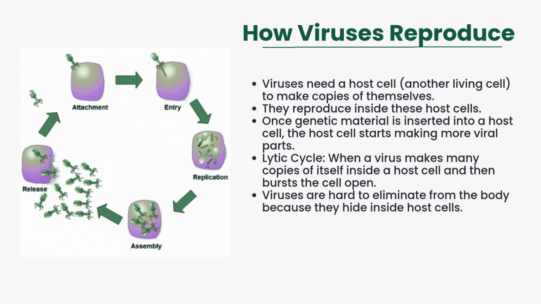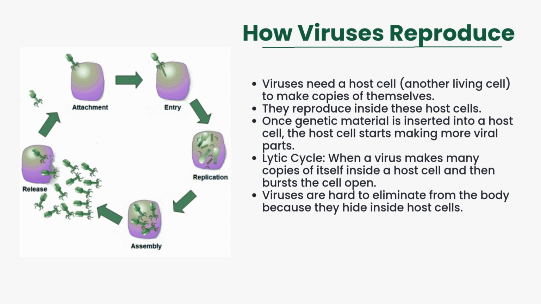The process generally involves the virus injecting its genetic material into the host cell. Once the genetic code is inside, the host cell, unknowingly, starts using its own machinery to make more viral parts, essentially becoming a virus factory. A common way viruses then release these new copies is through something called the lytic cycle.